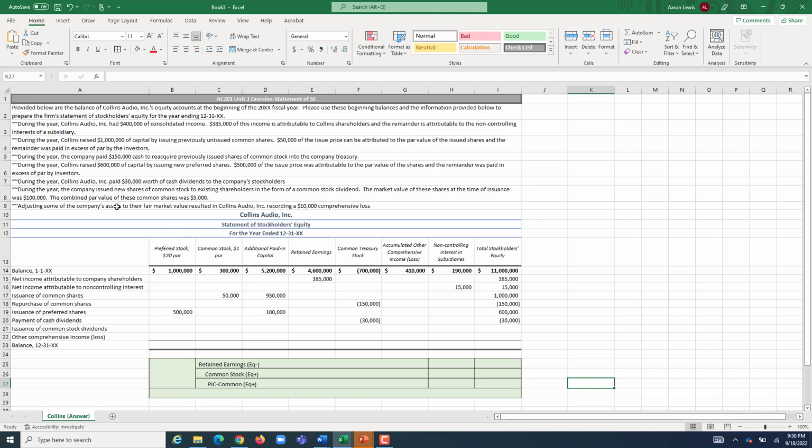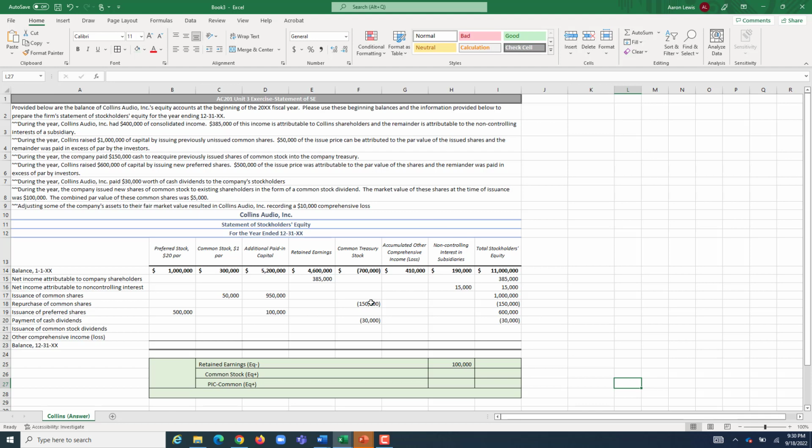What numbers are we working with here? Well, it says during the year, the company issued new shares of common stock to existing shareholders in the form of a common stock dividend. The market value of these shares at the time of issuance was $100,000. That's super important because whatever the market value is, that's the amount you're paying to put those shares out. It's the amount you have to debit retained earnings for.